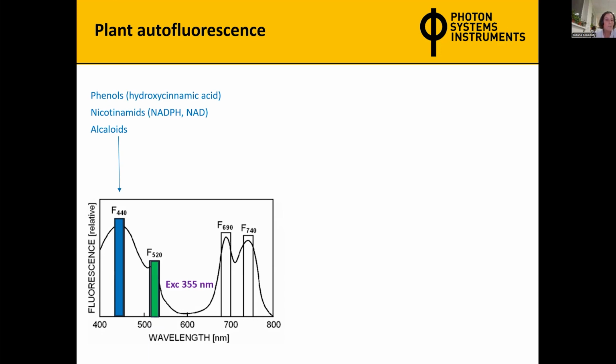Another band is in green, there is a little peak, or more often it's described as a green shoulder. It's approximately at the wavelength 520. And this is for flavins, flavonoids, terpenoids. So these are the compounds that mostly are connected with some kind of secondary metabolism, like hydroxycinnamic acid from the cell walls, from secondary metabolism, and it's mostly a reaction of plants to some kind of stress or UV treatment.